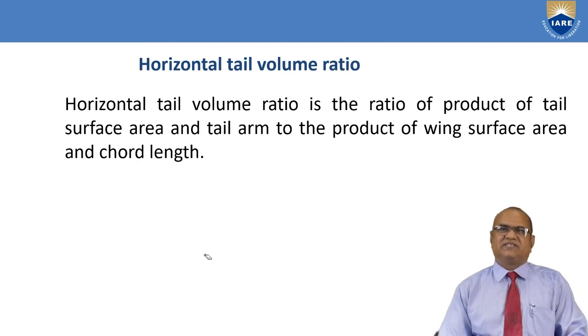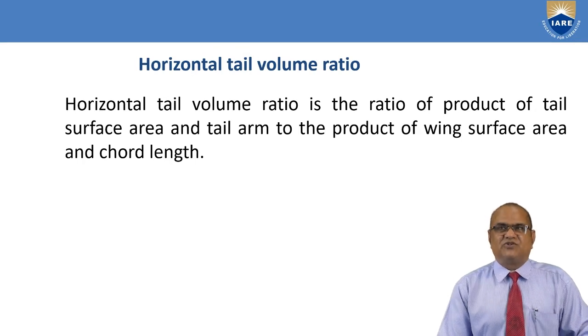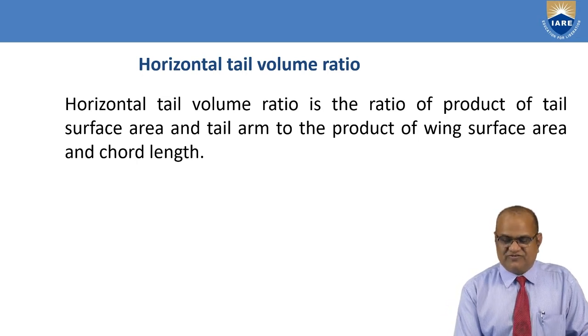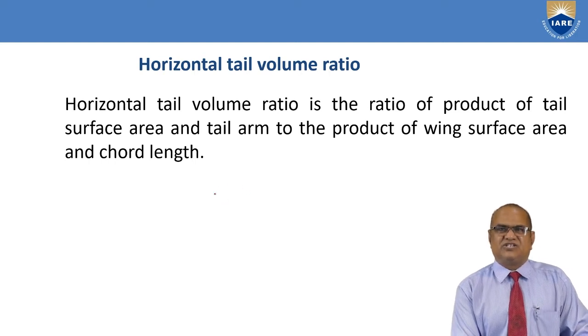I am going for the next. This is horizontal tail volume ratio. Okay, so horizontal tail volume ratio is the ratio of the product of tail surface area and tail arm to the product of wing surface area and the chord length. Okay, so it is just a ratio.